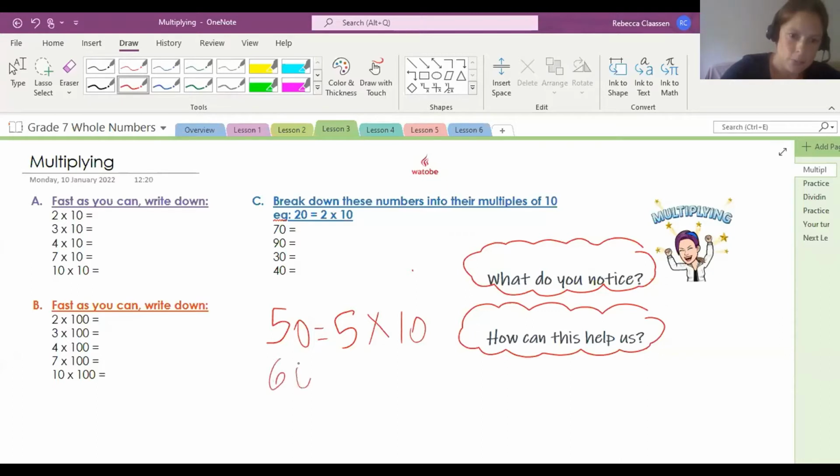60 would be equal to... someone tell me what 60 is equal to? 6 times 10. There we go. So that's what you're going to do.